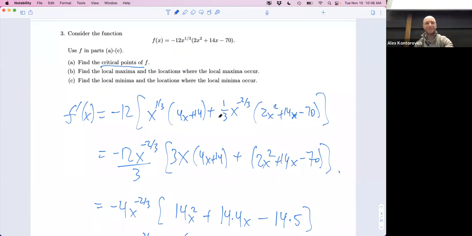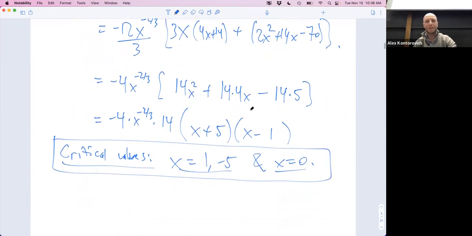Just the x values? Yeah, this is how people abuse language. Okay, so it should be a point on the curve, right? These should be the points of criticality or something. All right, find the local maxima and the location where they occur. Find the local minima and the location where they occur.